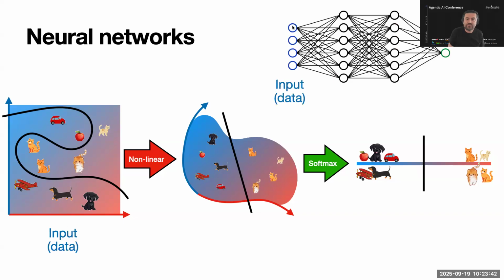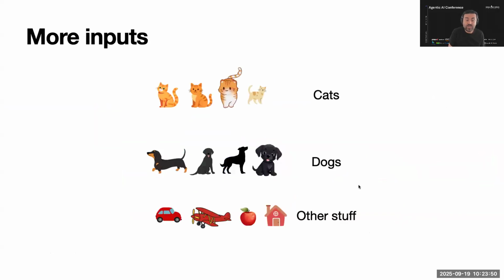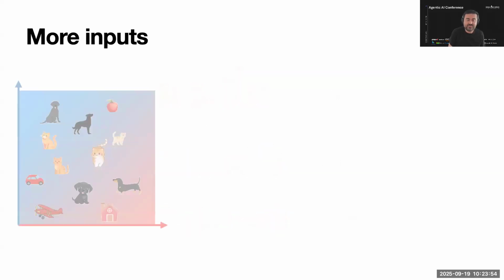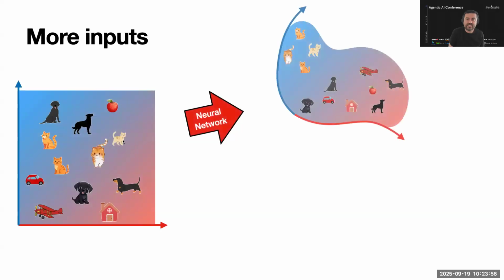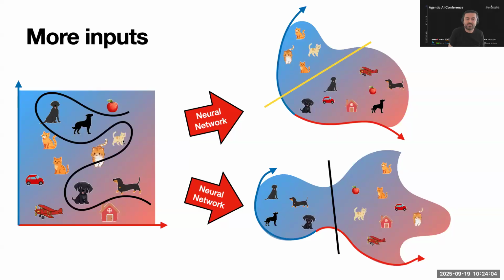Here's my input. My input is here. My bending space part is the part in the middle, and this last part is the softmax that turns it into a line. Okay, now what if I have more inputs? If I have more inputs, cats and dogs and other stuff, well, I could just find a neural network for the cats and a neural network for the dogs, bend them in different ways, so that one captures one cut and the other one captures the cut that splits the dogs. But that's actually not what we do.